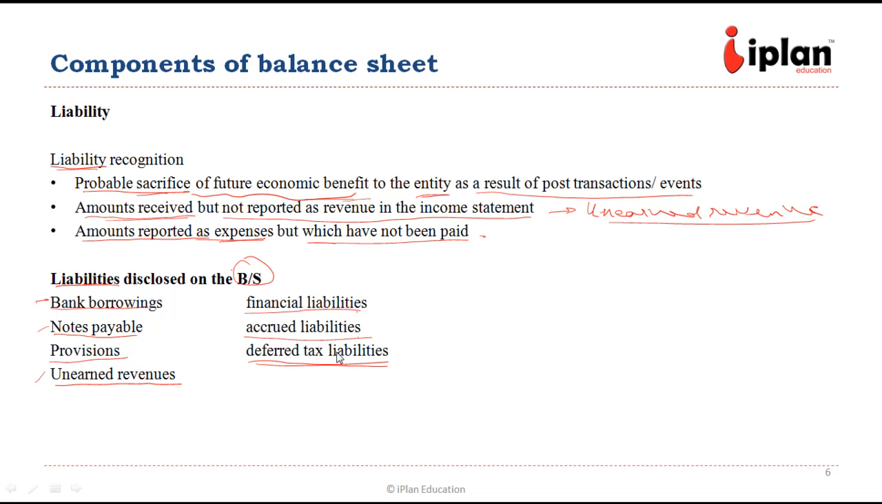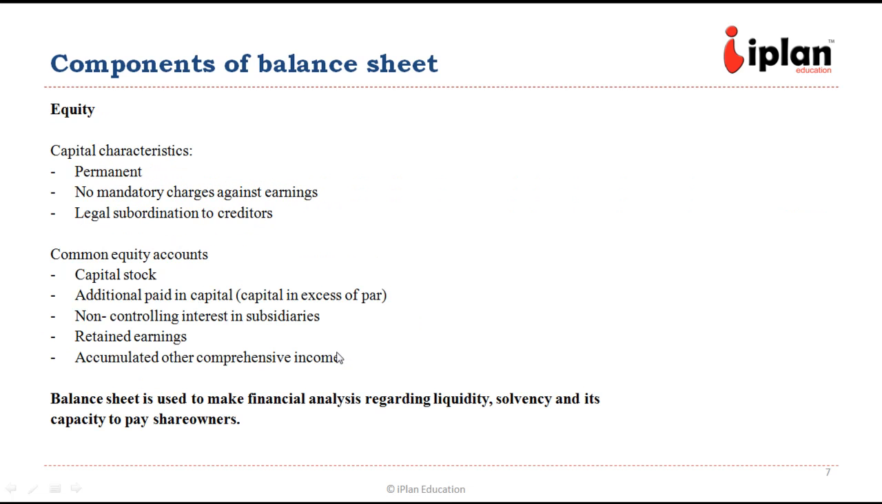Now let us look at another component, which is equity. So equity capital has these important characteristics. One, it is permanent. Second, no mandatory charges against earnings. And third is legal subordination to the creditors. So as we know, equity is subordinate to the creditor. In case of any default, the first claim will be of bondholders, and then preferred shares, and finally the last claim will be of equity holders.